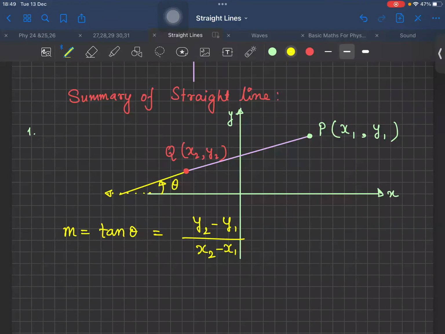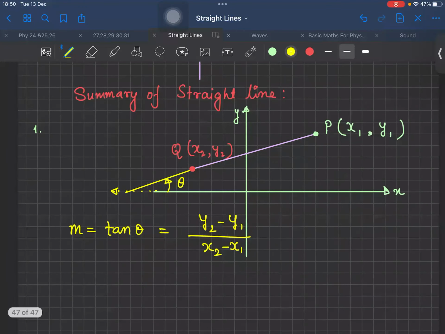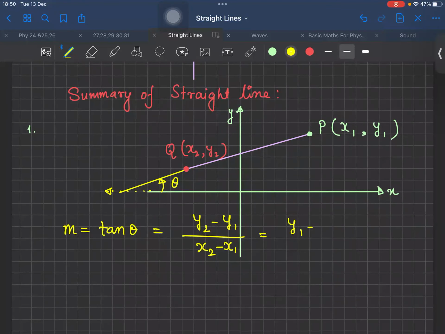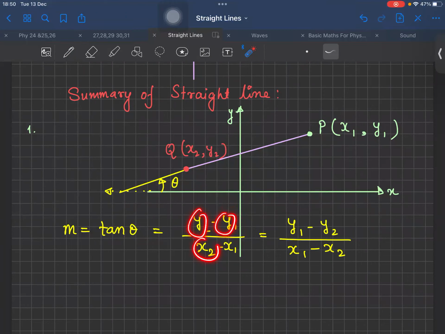Understood? You can also write this as y1 minus y2 upon x1 minus x2. Just understand that if you are subtracting from point Q to point P, then in the numerator as well as in the denominator you will subtract 2 minus 1, 2 minus 1. Here it is 1 minus 2, 1 minus 2. You cannot write y2 minus y1 and x1 minus x2. This is wrong, you will get a negative slope.